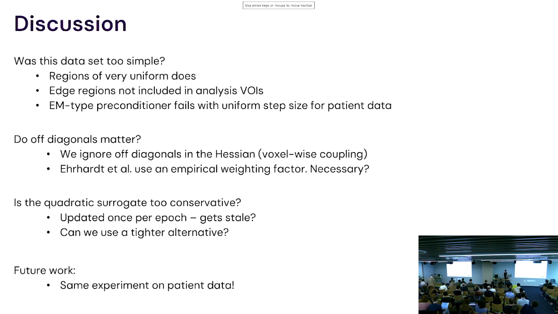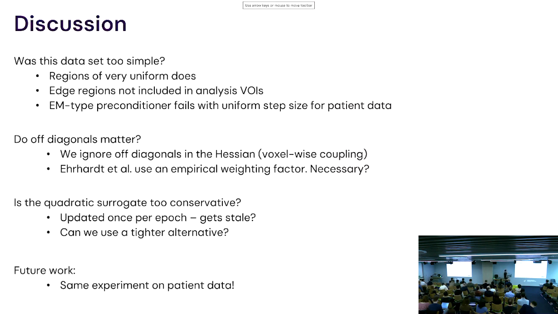So this is quite a preliminary study. It's only with one quite simple data set. So I think the first question is why did all this happen? Possibly the data set was too simple. This is a phantom with regions of very uniform dose. One thing to note is that we didn't include any of the edge regions in the analysis. So this would be just right around the edges of the hot and cold sphere, which is possibly where the strongest modality coupling is going to take place.